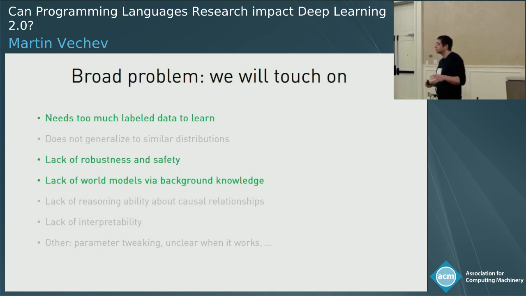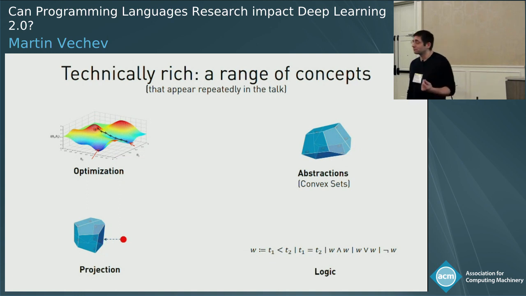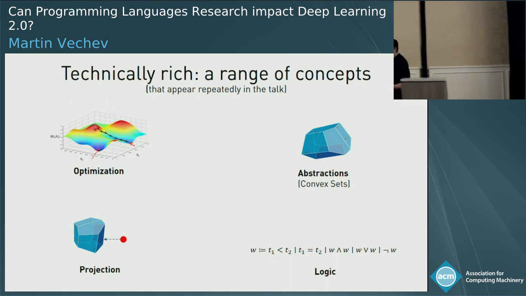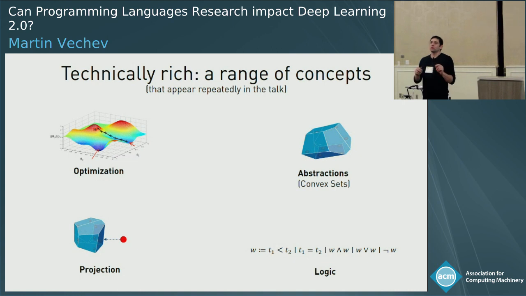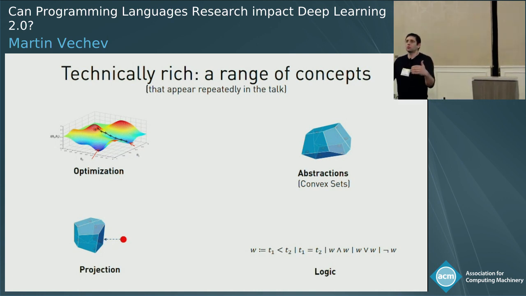We're going to touch a little bit on these issues with background knowledge, reducing the number of labeled data that we need, and so on and so forth. And it's a technically rich problem, because what I'll talk about today is a bunch of technical concepts like optimization, abstractions, convex sets, projections, taking a point like this red point and finding the nearest point inside the region, and logic. And we'll see how these concepts combine potentially in ways that maybe you haven't seen quite like this before. So it's a very rich problem space that is somewhat near to where we are.